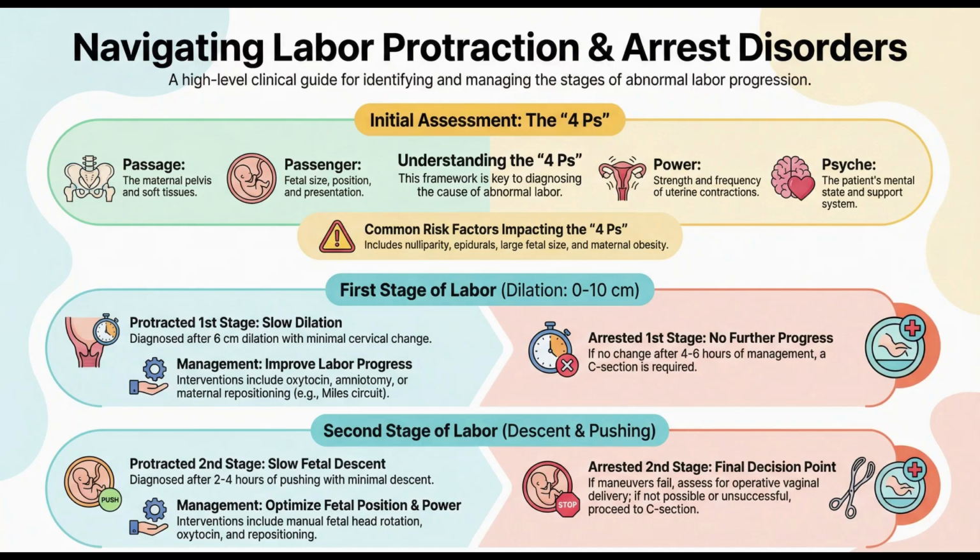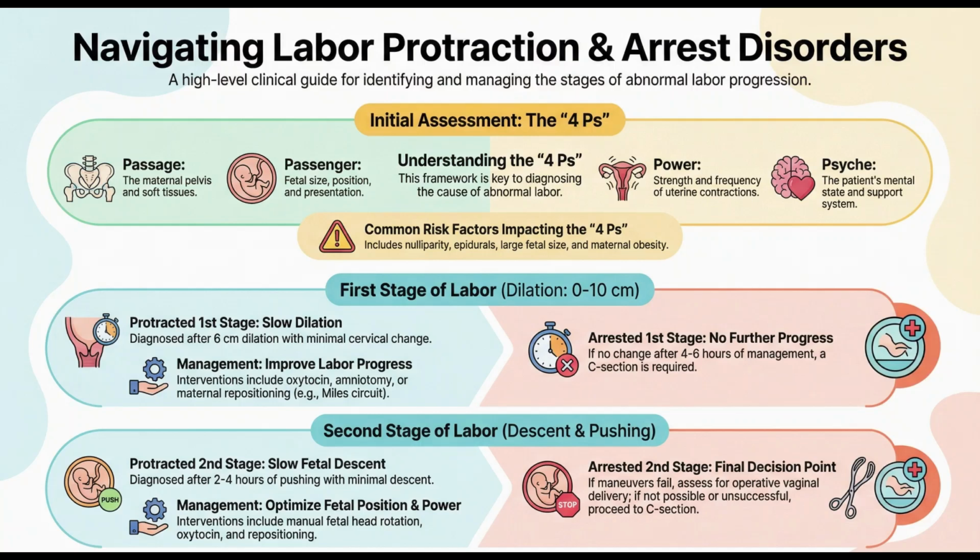Incredible. So we've made it through the first stage. We're at 10 centimeters. Now we're in the second stage, from full dilation to delivery. And the focus here shifts entirely from dilation to fetal descent. This is the pushing stage. And just like the first stage, we have very specific time limits before we diagnose a protracted second stage, which is defined by little to no fetal descent.